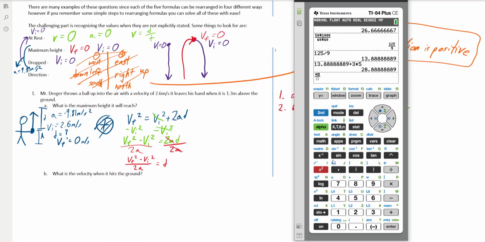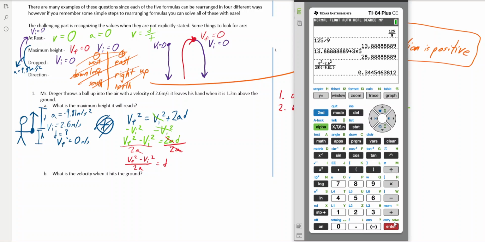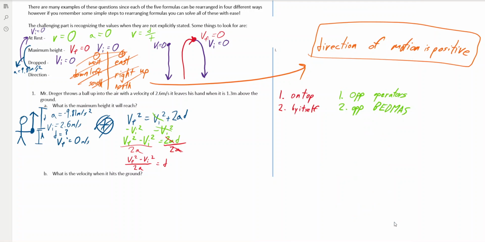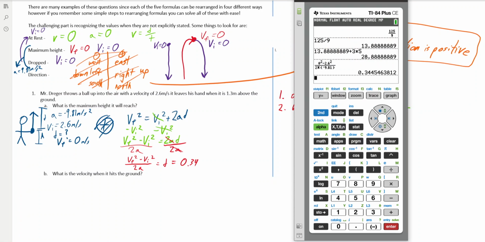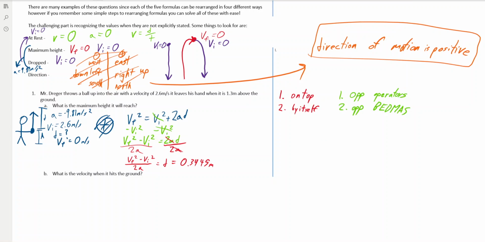Now VF is 0, so I'm going to put 0 squared minus VI, which is 2.6 squared, over 2 times negative 9.81. So the direction of movement is up, so that's the direction I call positive, so that's why VI is positive. And then A is negative because gravity is down, so it's opposite of that. So anyways, here is our displacement. So our displacement is 0.3445 meters up.